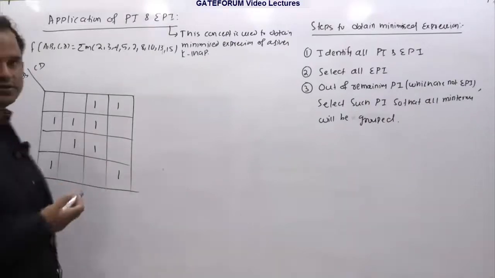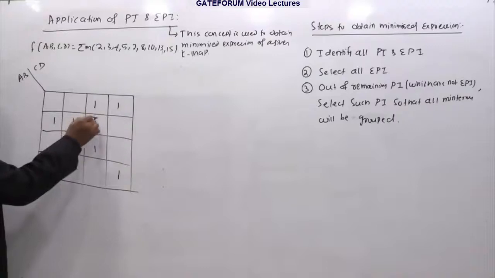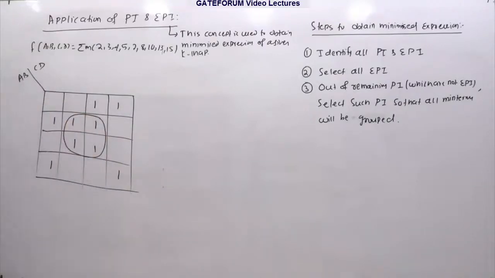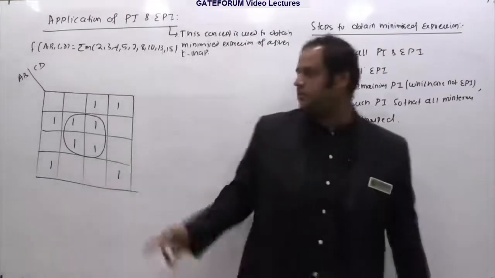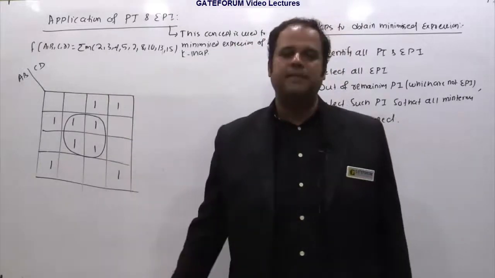So octet is anyway not possible, right? So I should go for quad then. Is quad possible or not? Yes, clearly it is visible here. So I can go for this quad. Then, so this is what is done. Then what should I go for? The pairs, because further quad is not possible. So I should cover all these min terms.